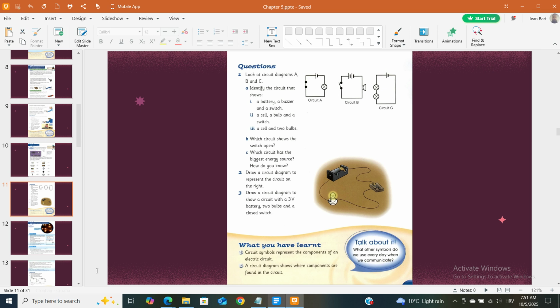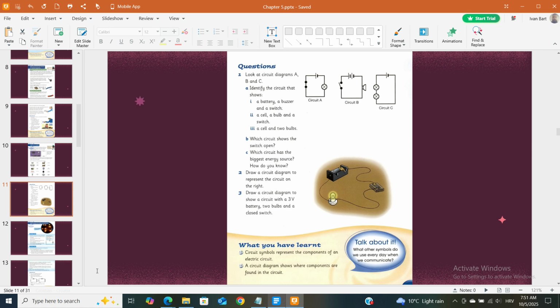Which circuit has the biggest energy source? How do you know? 2. Draw a circuit diagram to represent the circuit on the right. 3. Draw a circuit diagram to show a circuit with a 3 volts battery, 2 bulbs and a closed switch.